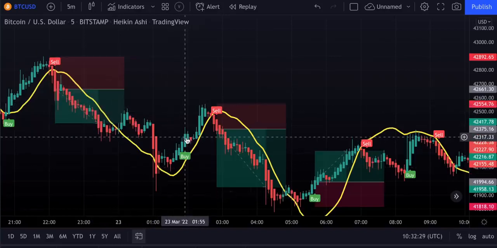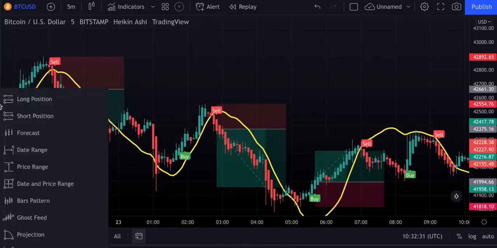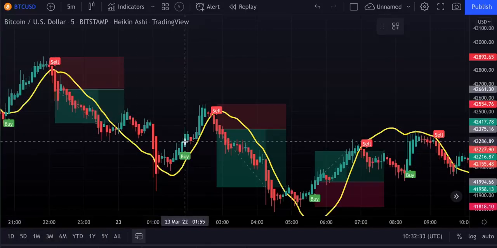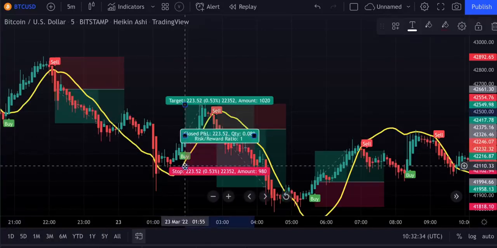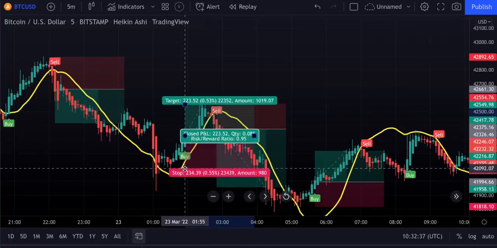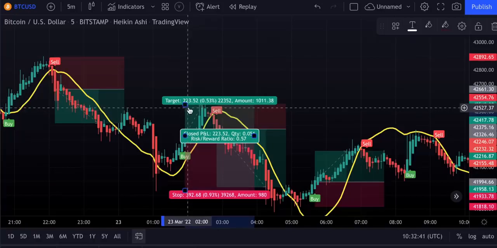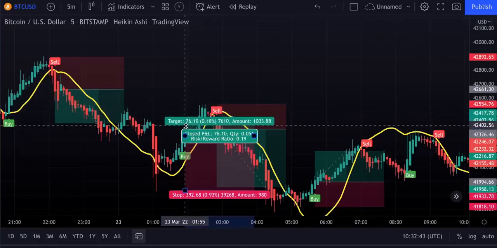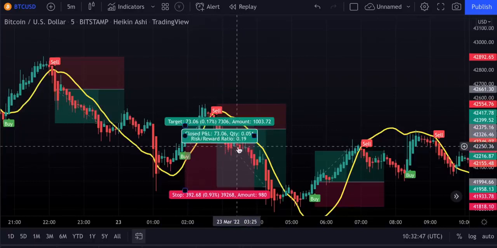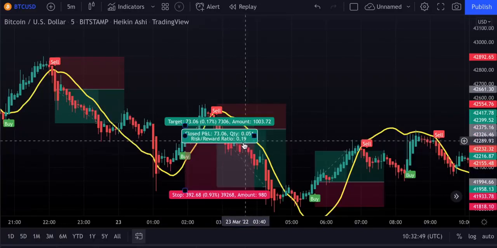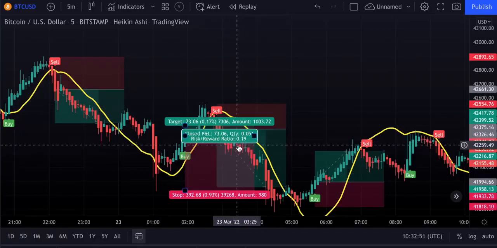Okay, another long signal right here. So let's take that trade. Let's set our stop loss at the recent swing low. That's somewhere there, I believe. And the profits will be very significant, so 8.19 risk to reward ratio. So that's around 8.4% profit.